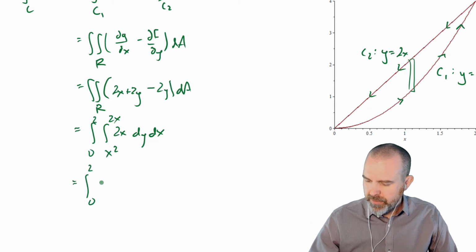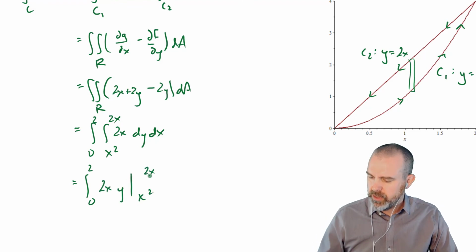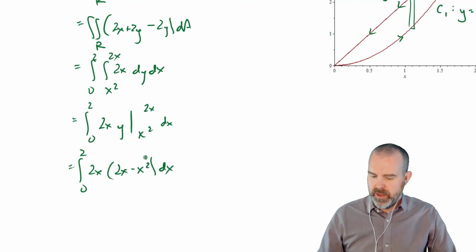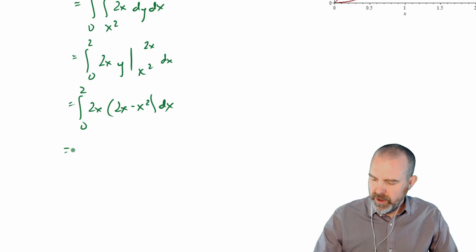We are integrating y first. So 2xy from x squared to 2x, and we still have a dx there. It's the integral from 0 to 2 of 2x times 2x minus x squared. Nice little polynomial here, integral from 0 to 2 of 4x squared minus 2x cubed.